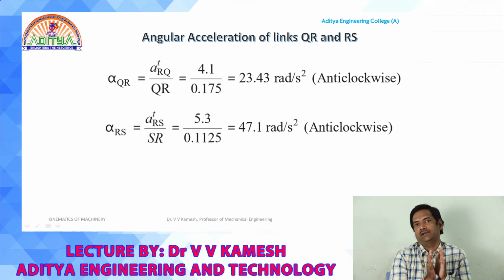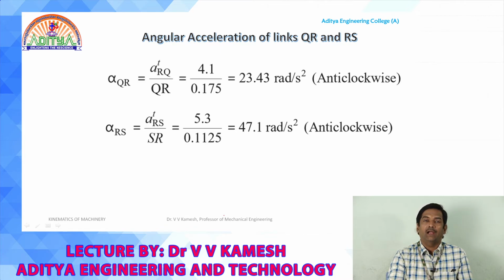Then we will get the angular acceleration of each and every link, the connecting rod and the last rocker link, so QR and RS. Alpha of QR is identified by dividing the tangential component of the acceleration, a_RQ tangential, which is 4.1, by the QR length, 175 mm converted to meters. Finally, we got 23.43 radians per second square, and the angular acceleration of the link RS is 47.1 radians per second square.